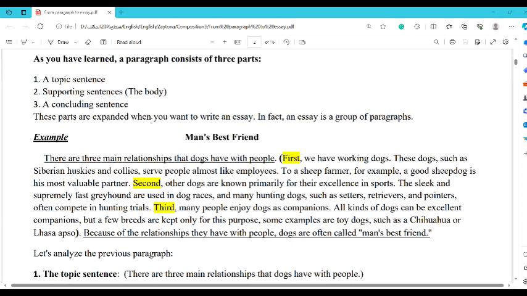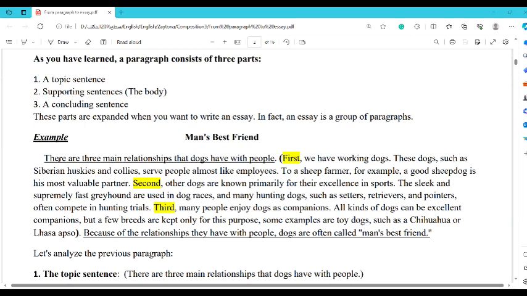This paragraph talks about the relationships that dogs have with people. In this paragraph, we are talking about how the dog is the best friend for a human, or for a man. By understanding the structure, like the shape of a paragraph, or for example, the parts of a paragraph, we will see these three parts here in this practical example.